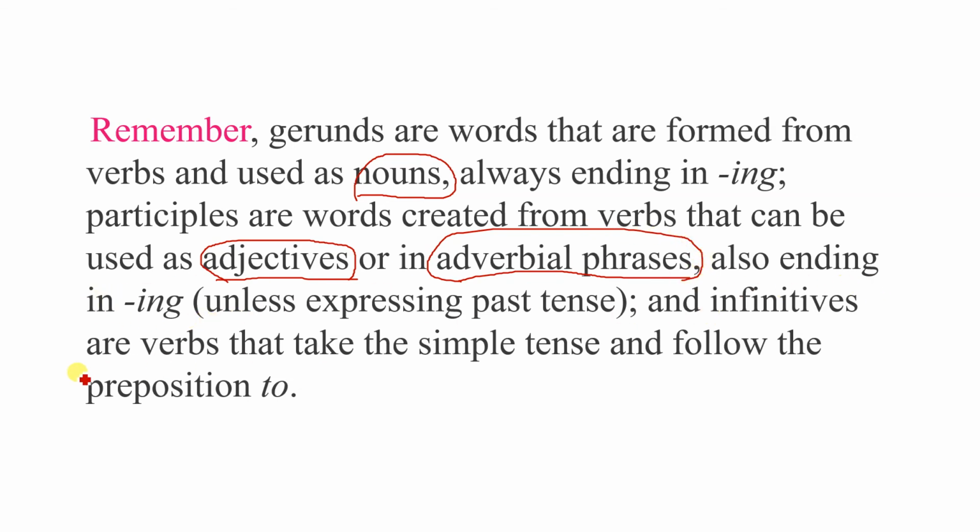And infinitives are verbs that take the simple form and follow the preposition "to." So the verb which is followed by "to" in an infinitive is always in simple form. I hope that the difference between gerund, participle and infinitive is clear to everyone.